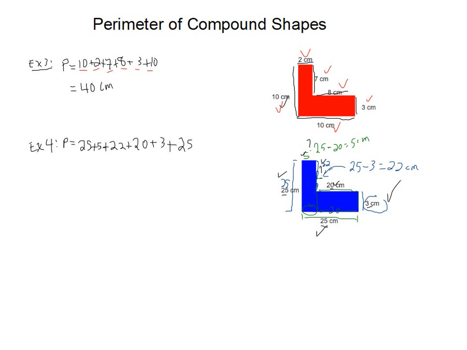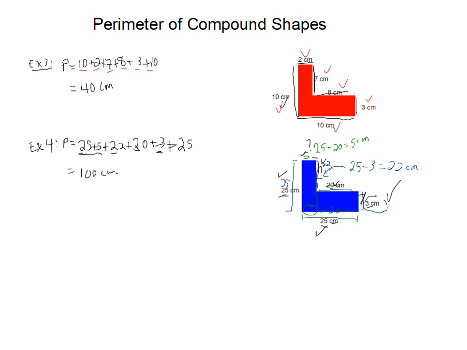And if we want to make sure, we can count them. 1, 2, 3, 4, 5, and 6. So we've got them all. Now we just add those together, and that'll give us our perimeter. So 25 plus 5 gives us 30, plus 22 gives us 52, plus another 20 gives us 72, plus another 3 is 75, plus 25 gives us 100 centimeters.